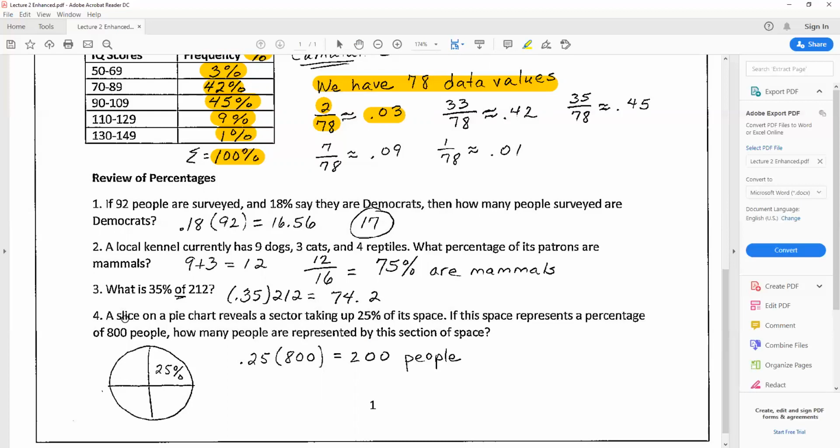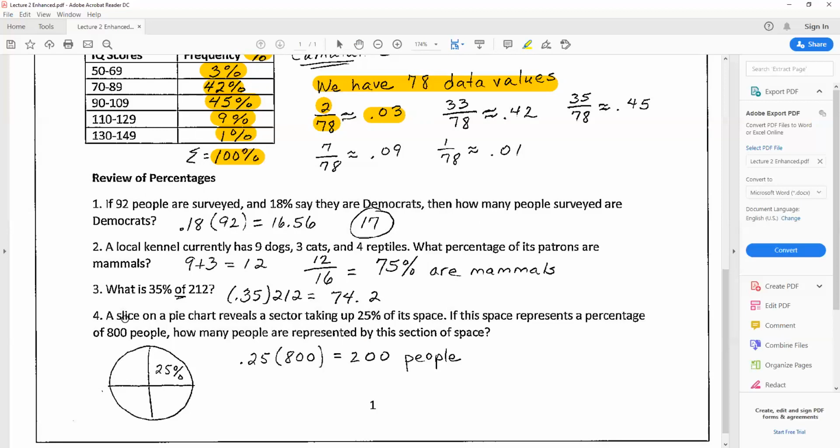Number 2, a local kennel currently has 9 dogs, 3 cats, and 4 reptiles. What percentage of its patrons are mammals? Well, we know that dogs and cats are mammals. So I have 12 mammals at the kennel, right? But how many total animals are there? As far as we know, there are 16. We have 9 dogs, 3 cats, and 4 reptiles. So 12 out of 16 would be 75% being mammals.